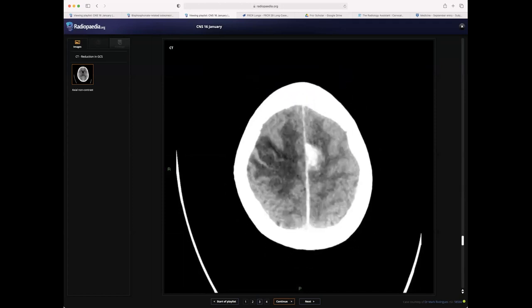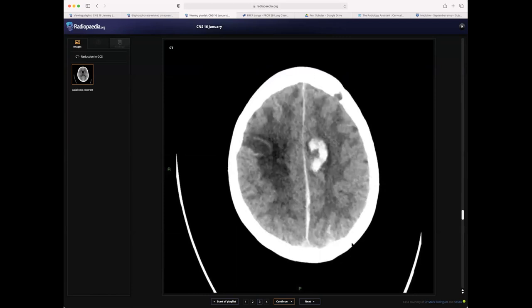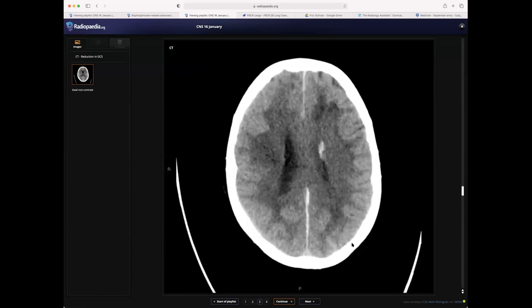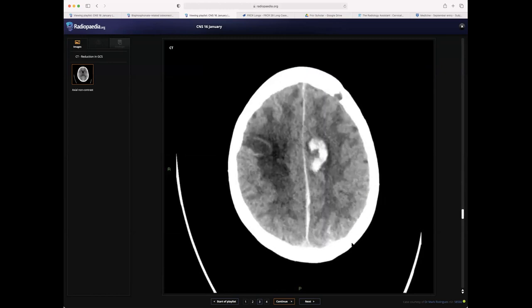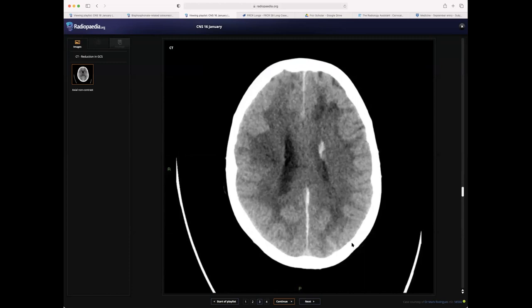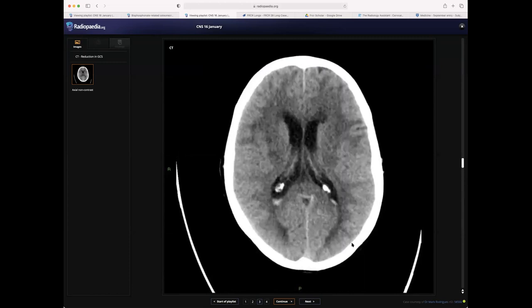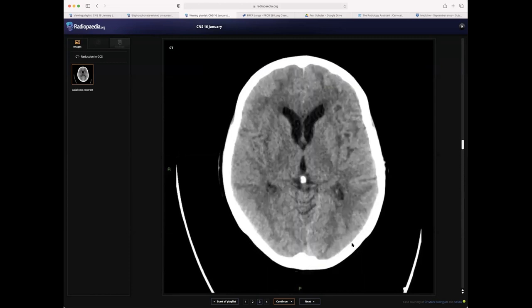Vasogenic edema is noted in the bilateral cerebral hemispheres. There is interval development of another hemorrhage in the left parietal lobe in the parasagittal region with surrounding edema. This appears to be an acute bleed. Subdural hemorrhage along the midline falx is noted. Resolution of the hemorrhage within the ventricles is seen.